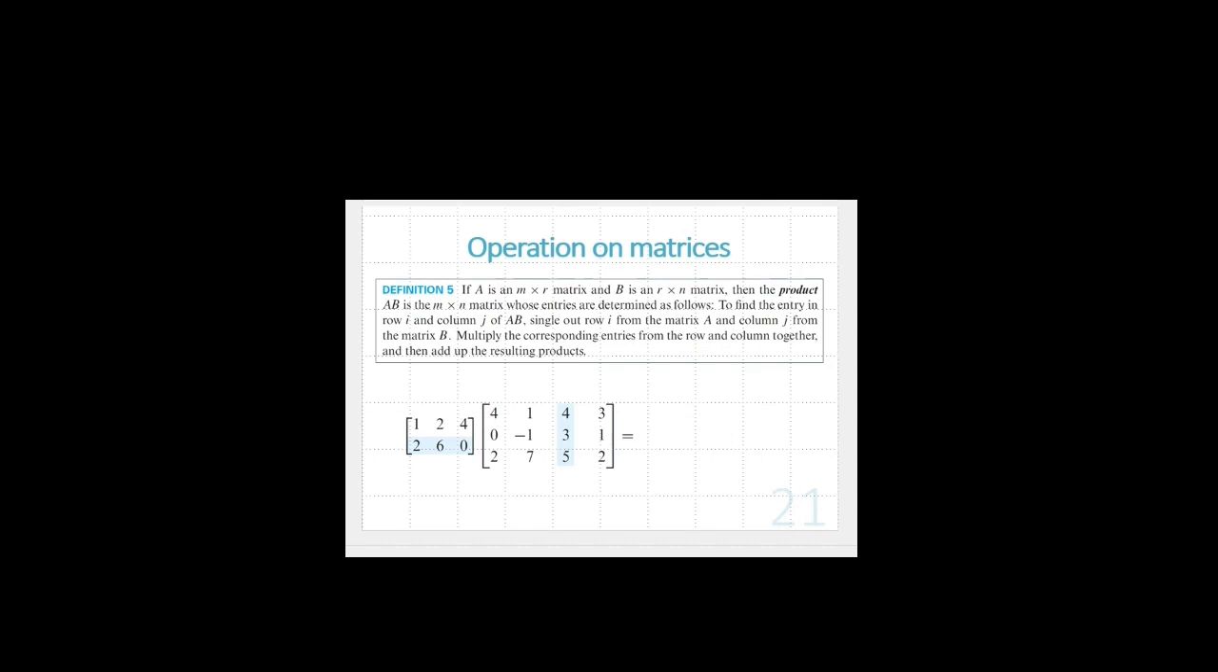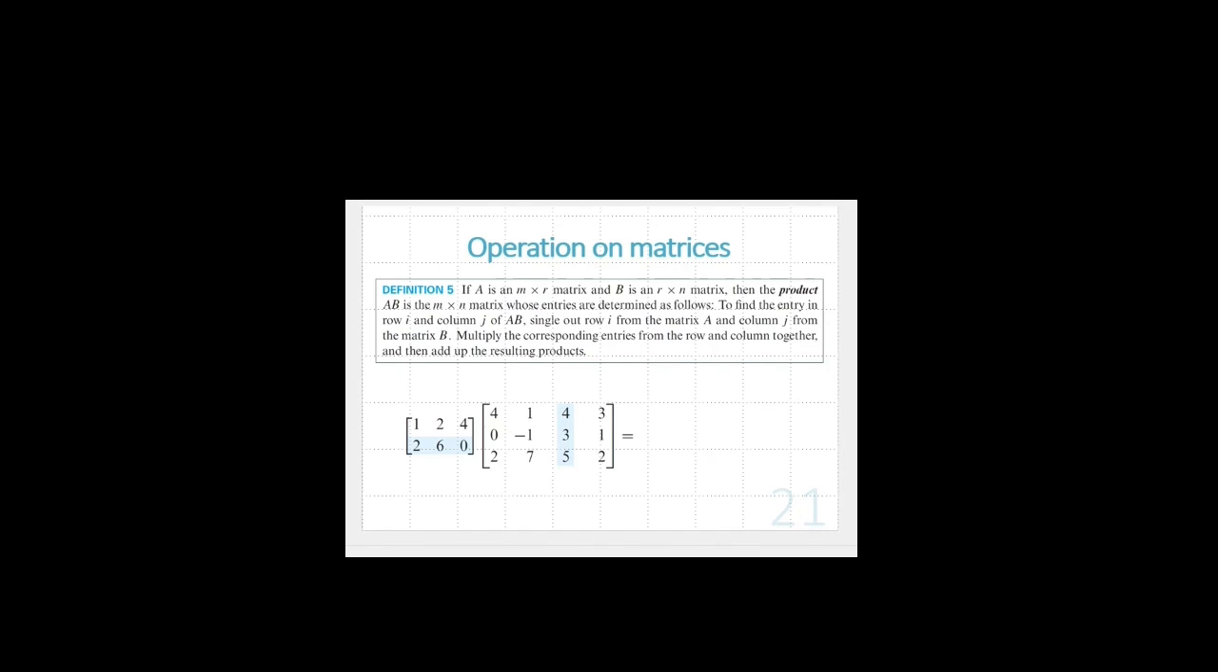Okay, so here we're starting to get into products. So here's where you're going to have to keep this straight in your head. A is going to be an M by R matrix and B is going to be an R by N matrix. Then the product AB is the M by N matrix whose entries are determined as follows. To find an entry in row I and column J of AB, you are going to multiply the corresponding entries from the row and column together and then add up the resulting products. So you're probably thinking, what in the world does that mean?